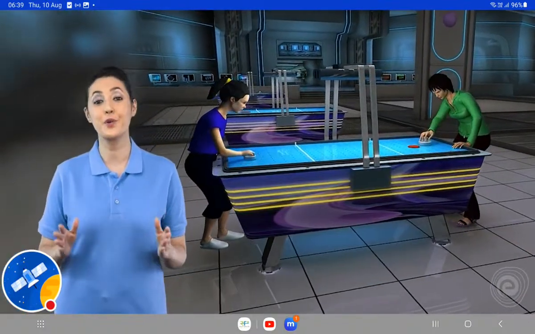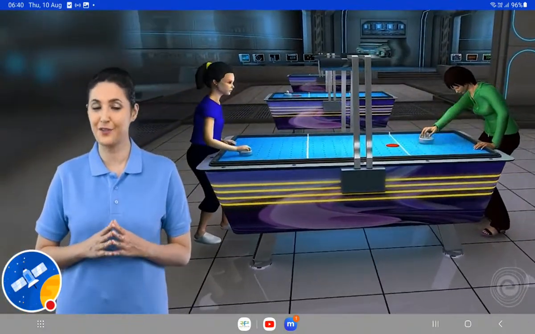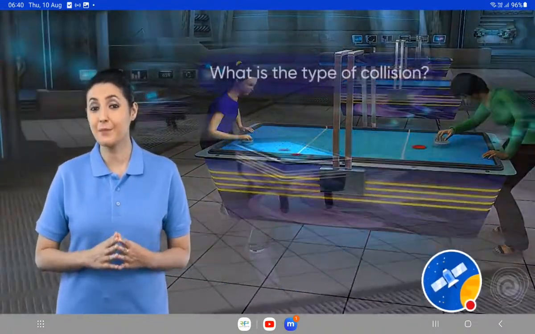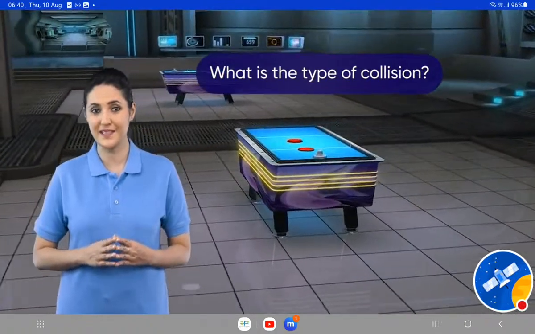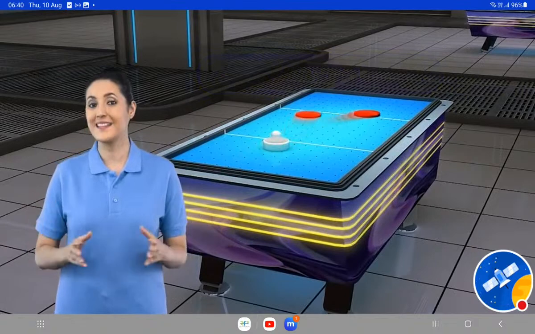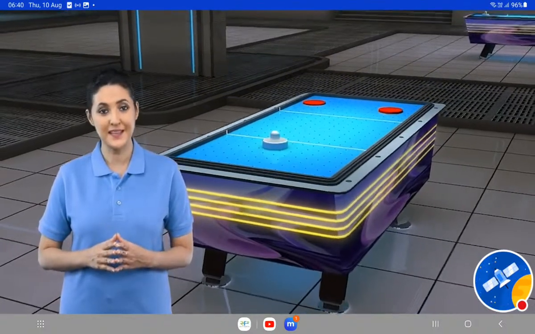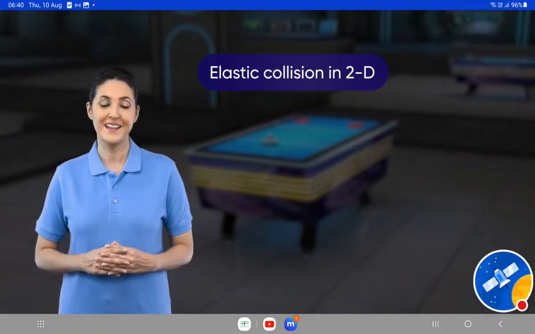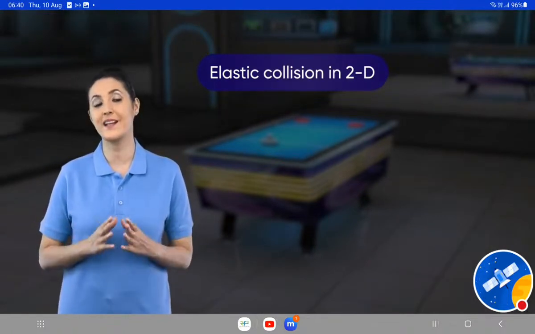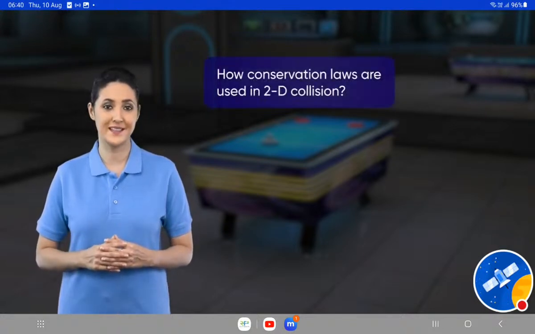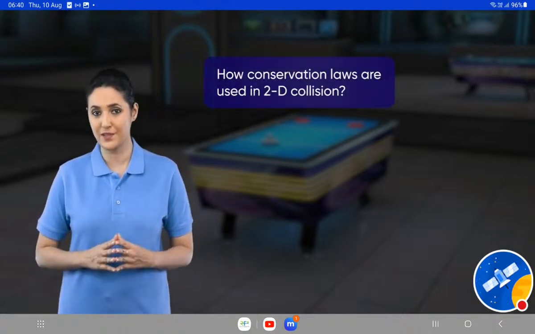You must have surely enjoyed the fun and thrill of playing air hockey. Can you tell the type of collision that takes place between two hockey pucks? Well, it can be approximated to be an elastic collision in two dimensions. Let us study about such an elastic collision in two dimensions and also understand how conservation laws can be applied to it.